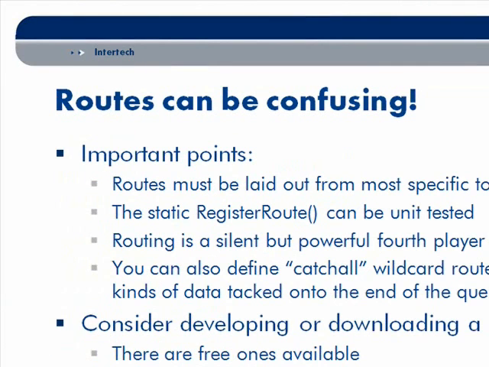Something you may want to take advantage of is perhaps downloading a route debugger. There are free ones available on the internet, and they can actually help you define how your routes should be written in your global.asax file. Note that the register route method can be unit tested as well. You can go ahead and unit test this with all different types of pieces of data to make sure that people are navigated to the proper controller and view ultimately.